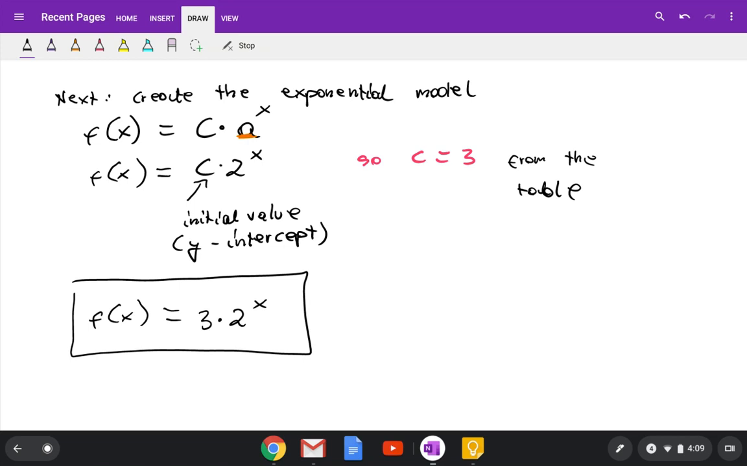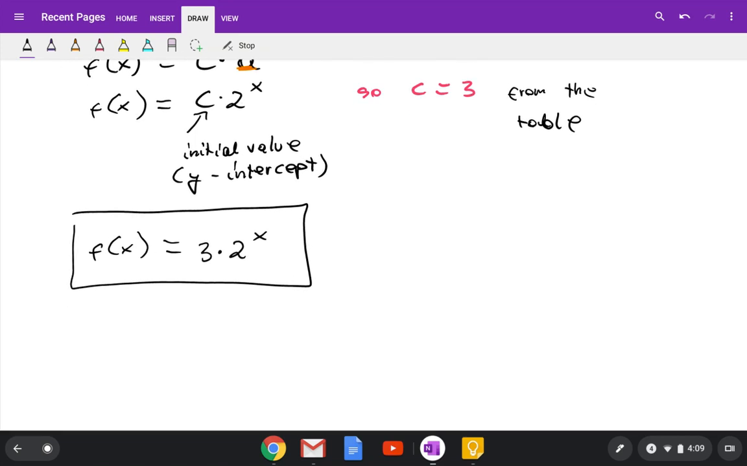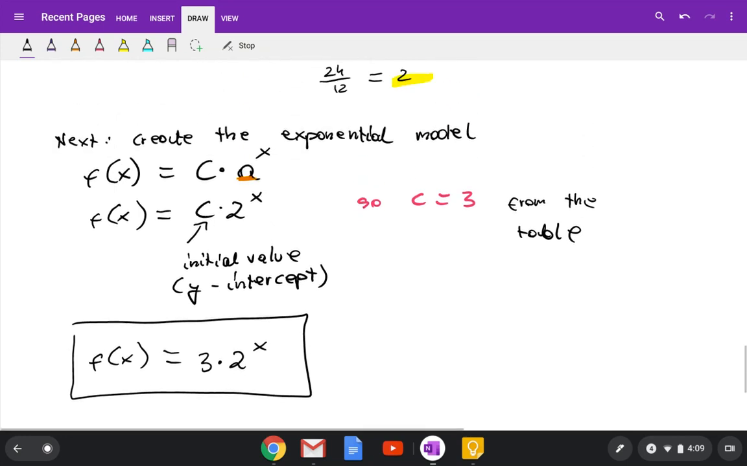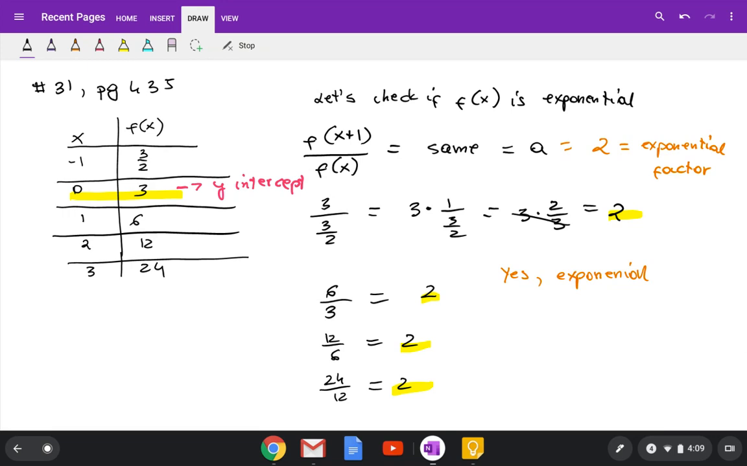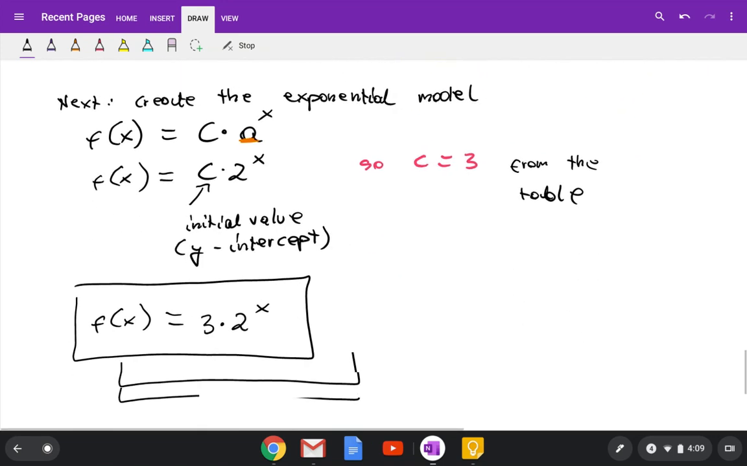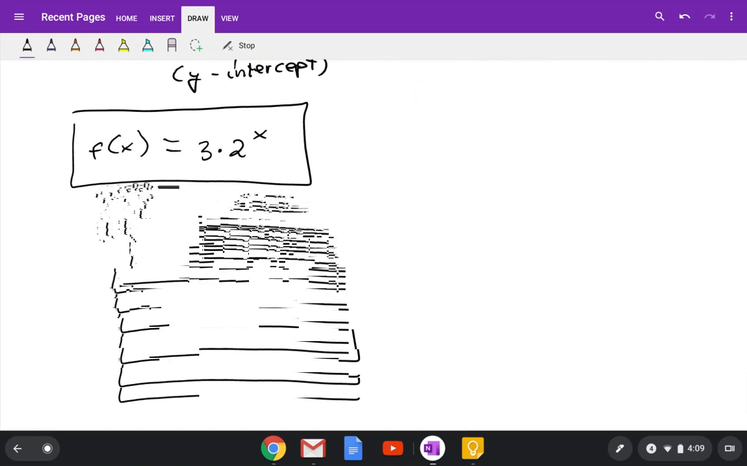Next, if you get, for example, a linear function, you will have to create the equation y equals mx plus b. m will be found because you will find the slope, and you will have to find the y-intercept, which most likely will be given from the table. Okay, next super important topic, graphs of exponential functions.